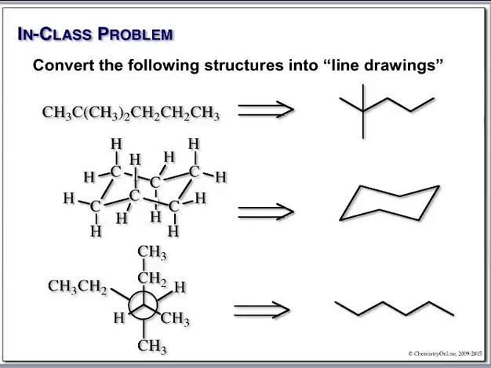Again, 1, 2, 3, 4, 5, 6. Now, on our third carbon in, so 1, 2, 3, we have a CH3, don't we? Third carbon in, we need a CH3. On our fourth carbon in, we also have another CH3 dangling down. So we need another one here. And that is our line drawing.